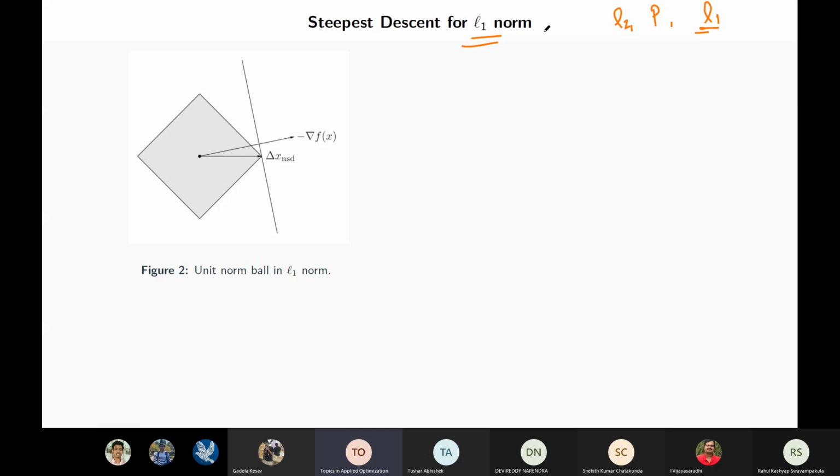Okay, so what was the L1 norm? The L1 norm is the sum of the absolute values of the components: mod of x1, and so on, the sum of |xi|, i equals 1 to n, where n is the length of the vector. Okay, so that's the L1 norm, right? So consider the steepest descent for the L1 norm. So now I change the norm to the 1 norm.